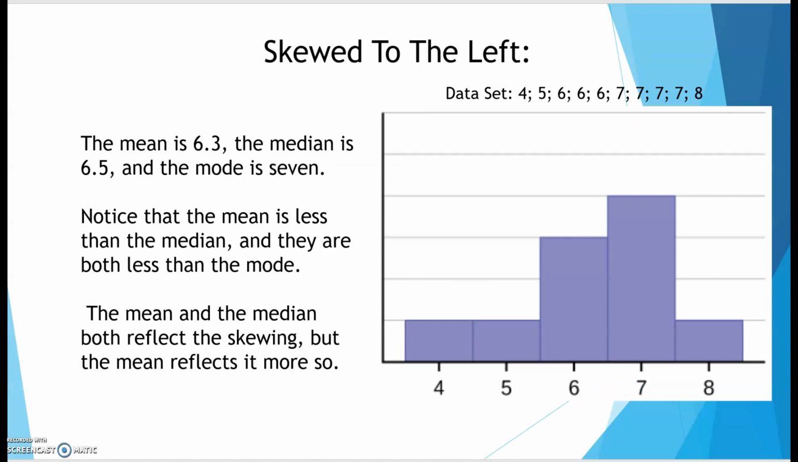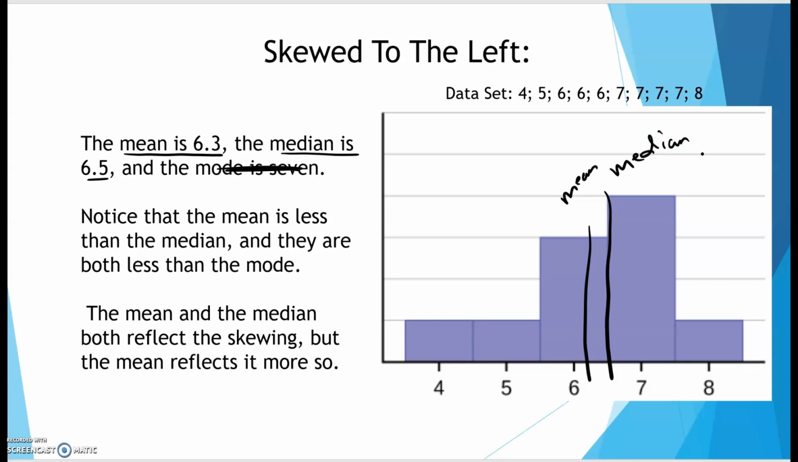So if we're working with skew to the left, that means all of our data, or most of our data, is to the right. It says here that the mean is 6.3 and the median is 6.5. Don't worry about the mode. So if I graph that, 6.3 is about there, and this is the mean, and then 6.5, that's the median.